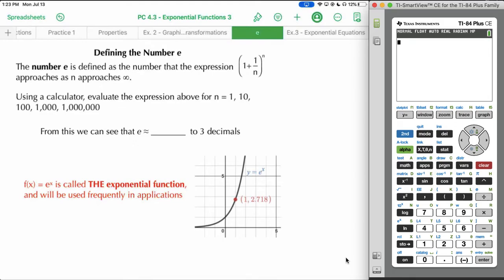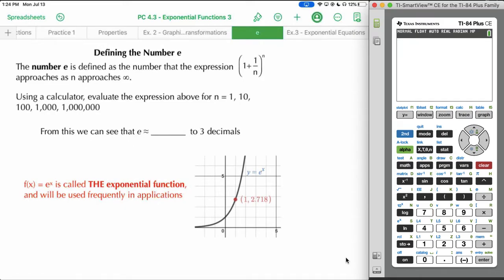We're in our second video for section 4.3 over exponential functions. In this video, I'm going to define the number e for everyone, and then we're also going to look at solving some different exponential equations, okay? Now, the number e is a really special number. It shows up in a lot of applications, and you're going to see it repeatedly throughout the rest of this chapter, okay?